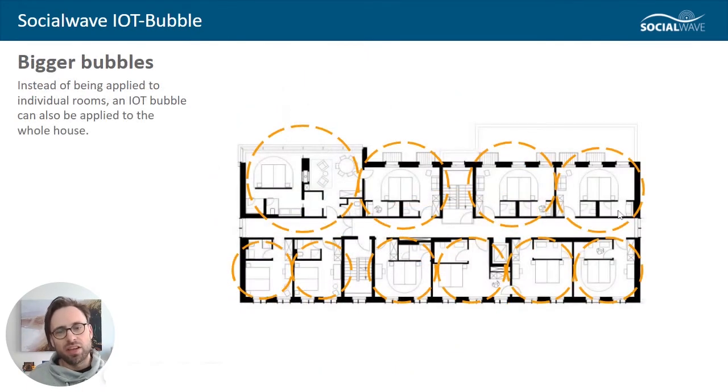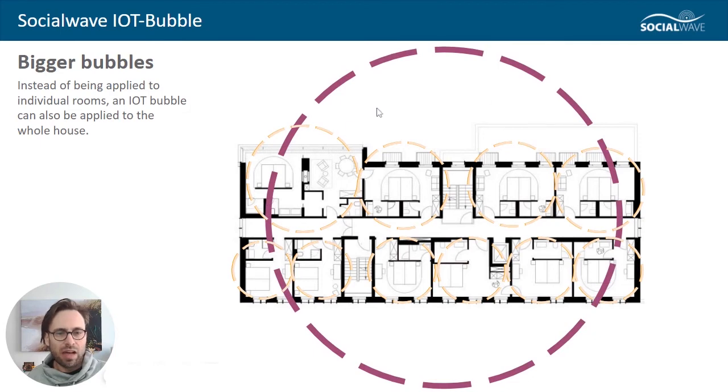Yeah, the most common use case is the case I just described, so that you have a bubble for every room, so that the guests can only use the IoT things in their room, but not the devices of the neighbor room. But there's also another use case where you can maybe have a bigger bubble that covers not only a room, but the whole house, the whole building. For example, you have devices in your house that all guests should access, but not people from the outside. So how can you do that?